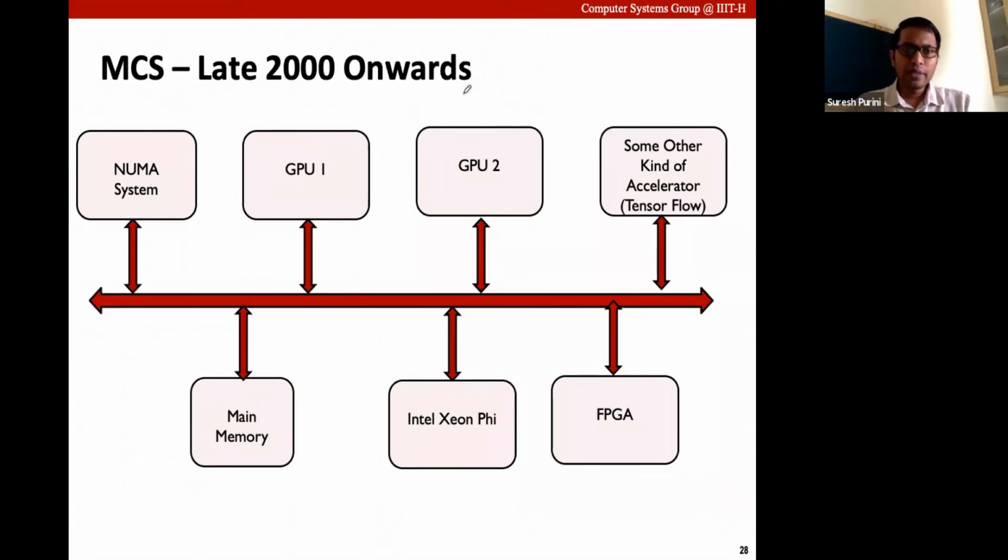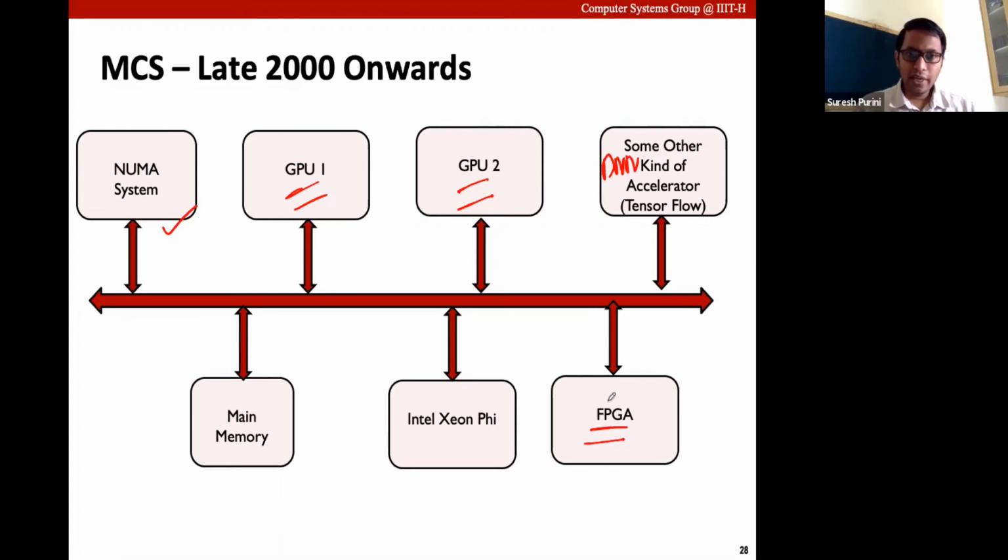And in more complex servers, for example, you can have a NUMA system, that is a multiprocessor system. You can have multiple GPUs. So you have one GPU here, another GPU here, and then you can have a tensor processing unit or a deep neural network accelerator. So CNN or DNN accelerators you can have. And then you can have an attached FPGA, on which you can design your own hardware architectures or hardware accelerators and flash it on the FPGA.